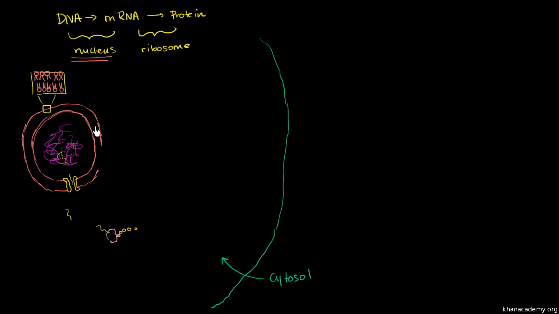So contiguous with what's called the perinuclear space right over here, so the space between these two membranes. So you have this perinuclear space between the inner and outer nuclear membrane. Let me just label that. That's the inner nuclear membrane. That's the outer nuclear membrane.